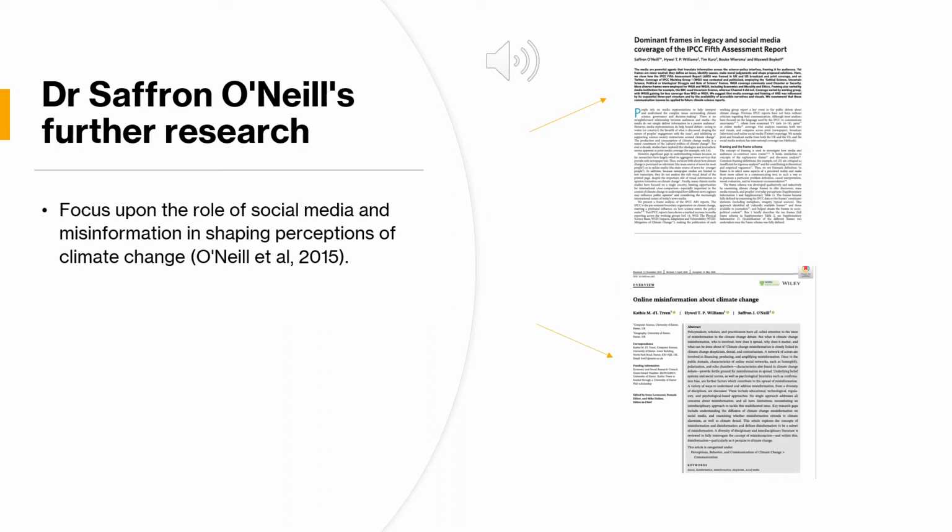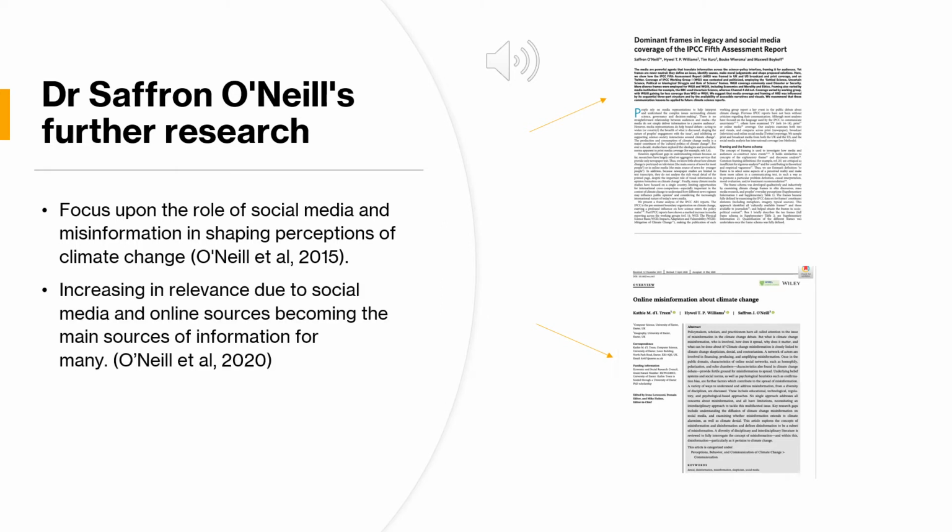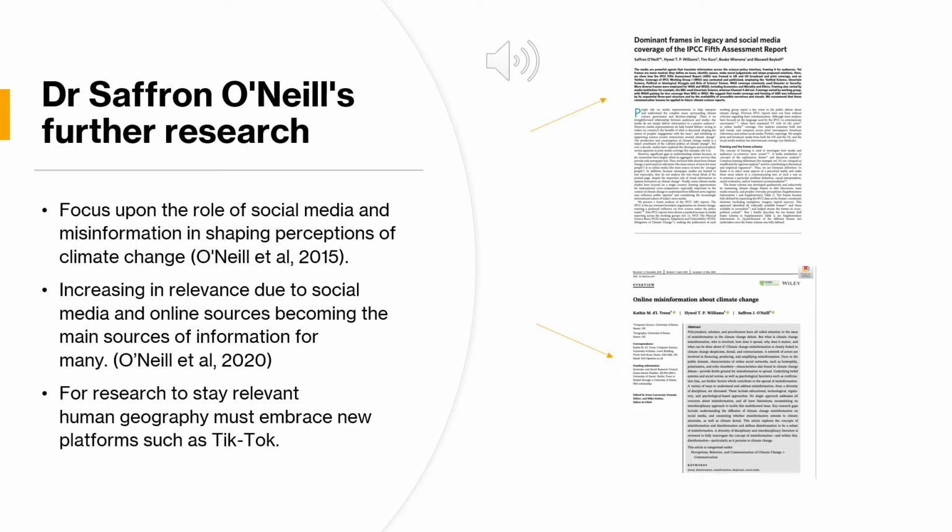Furthermore, a 2020 paper illustrates the negative aspects that social media can have upon people's perceptions and opinions of climate change. The paper highlights that social media allows misinformation to proliferate due to the fact that social media sites, especially Twitter and Facebook, are designed to be echo chambers, distorting many people's perceptions of climate change, often in a negative manner. In the interview, Saffron highlighted that to keep research relevant with contemporary society, human geography needs to embrace and engage with new platforms such as TikTok in order to improve and increase the relevance of social and cultural research.